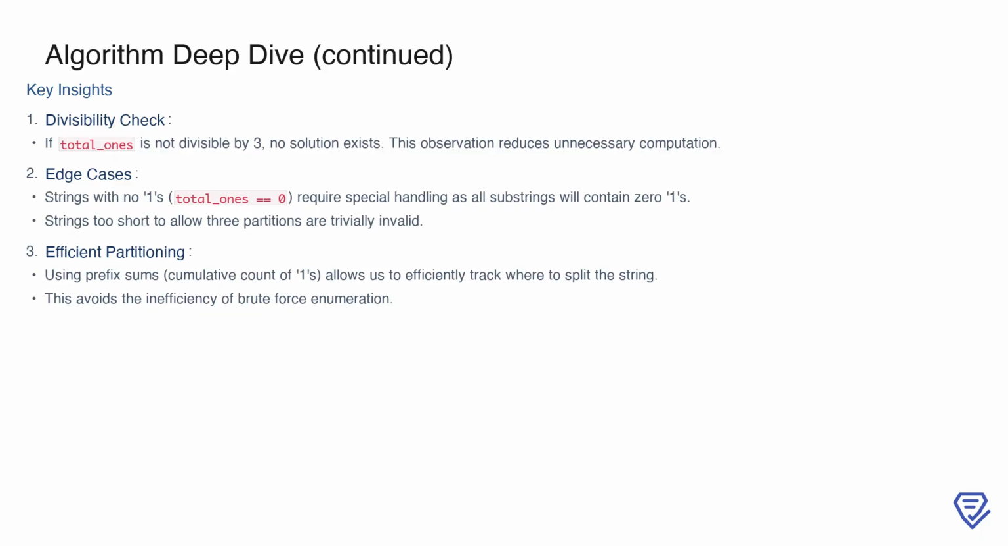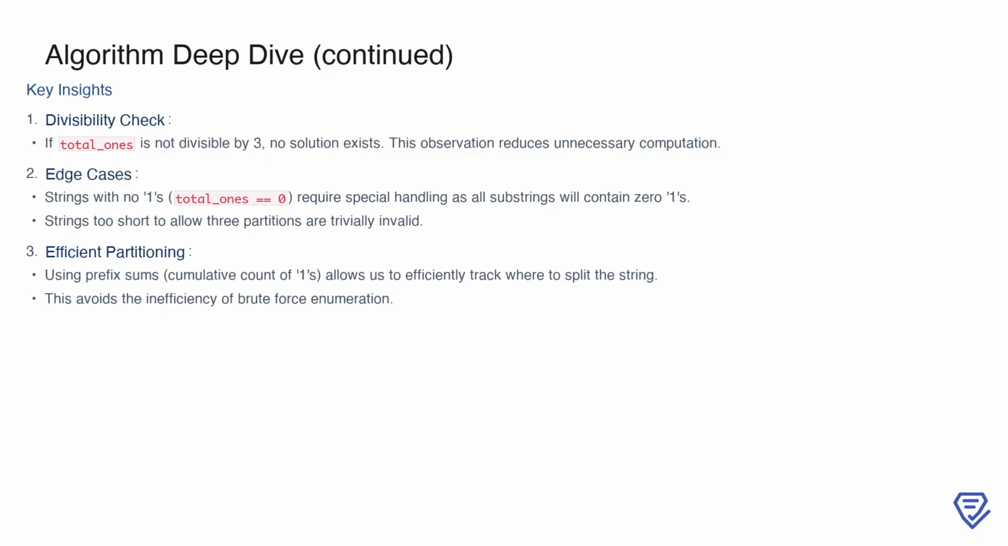There are a few key insights that simplify this problem. First, the divisibility check for total_ones is a quick way to eliminate cases where no valid solution exists, allowing us to avoid unnecessary calculations. Second, edge cases like strings with no ones or strings too short to allow 3 partitions must be handled explicitly to ensure correctness. Another important insight is the use of prefix sums, which involve maintaining a cumulative count of ones as we traverse the string. This approach is much more efficient than trying all possible splits via brute force, as it reduces the problem to a few simple calculations.